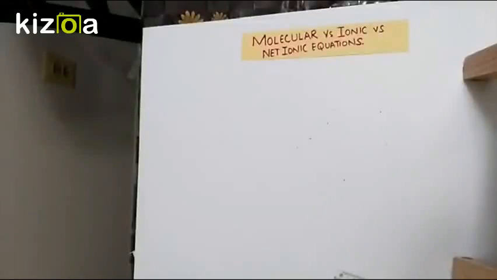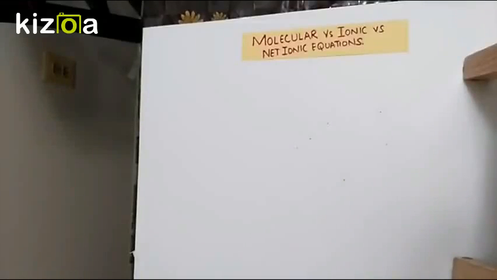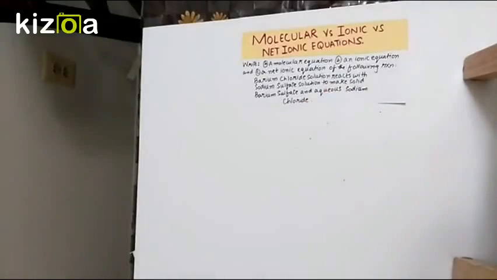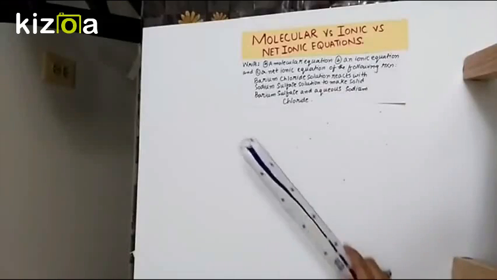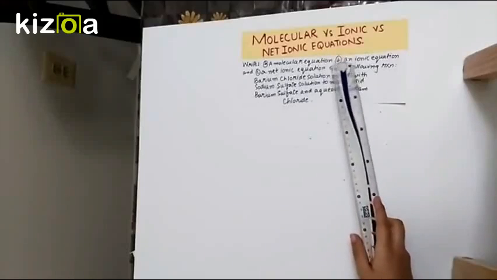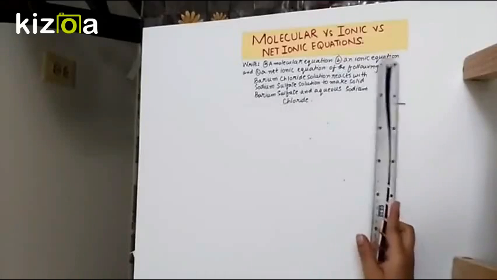This is Anamir, and today we're going to be discussing molecular versus ionic versus non-ionic equations. So if you're wondering what all those words mean, we should first look at our question so we have an idea why and when we use these equations. Part A says a molecular equation, B says an ionic equation, and C says a non-ionic equation of the following reaction.